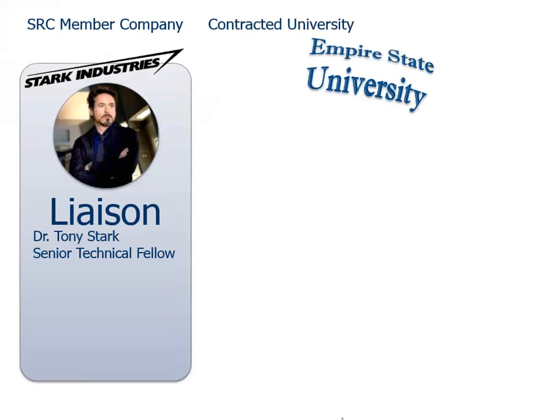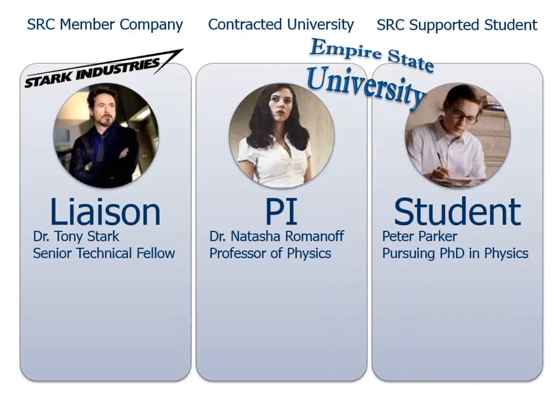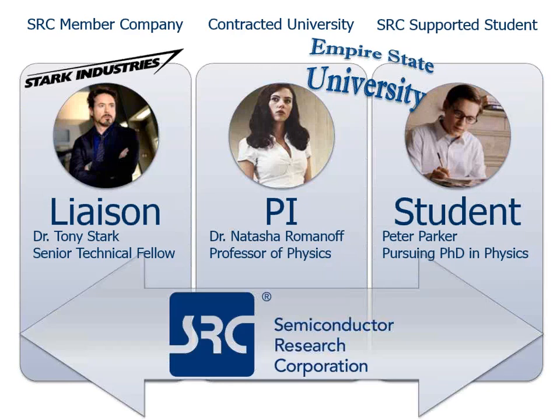The contracting university in our example is Empire State University, also a fictional university, and our PI is Dr. Romanoff. She's a principal investigator of our SRC-funded research. And Dr. Romanoff is advising Peter Parker, who is pursuing his PhD in physics and is also working on the SRC-funded research project. So here we've got our liaison, our PI, and our student all working together.